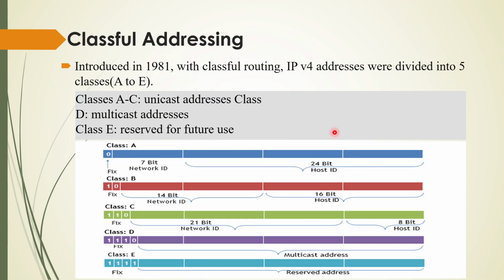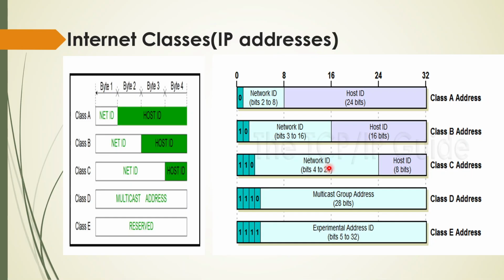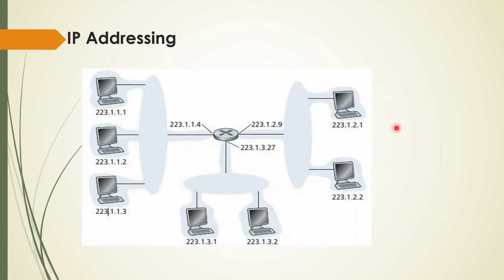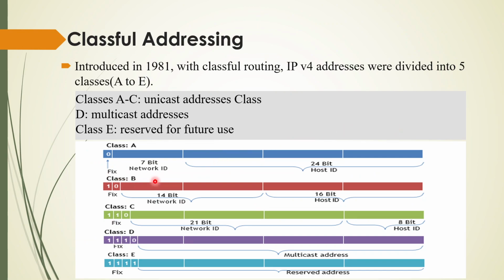This is the same. For class A we have a 0 prefix, then a 7-bit net ID, and the remaining 24 bits are the host ID. For class B we have a 10 prefix, 14-bit network ID and 16-bit host ID. For class C we have a 110 prefix, 21-bit network ID and 8-bit host ID. For class D we have 1110, and the rest are multicast addresses. For class E we have a 1111 prefix, and these are the reserved addresses. So remember this diagram.